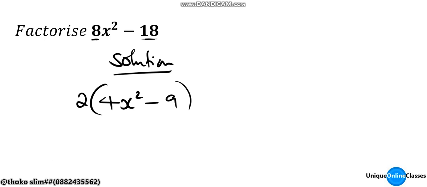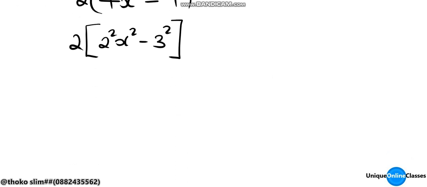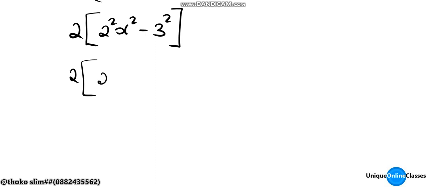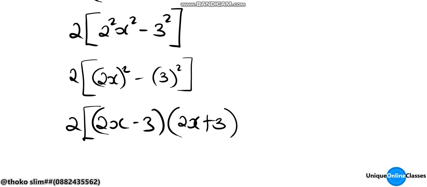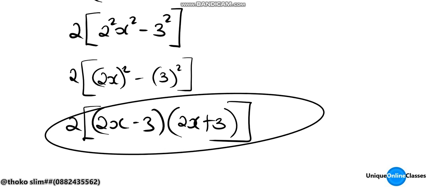So we have 2 outside, and then we have 4x squared minus 9, a difference of 2 squares, which is 2 raised to the power 2 and x squared raised to the power 2, then minus 3 raised to the power 2. Reaching this far, we have 2x here, then squared, and 3 raised to the power 2. The next thing we need to do is reduce the brackets, minus and positive. So we have 2 outside, then open bracket 2x minus 3, and the other bracket will be 2x plus 3 as our answer. That's the answer there.